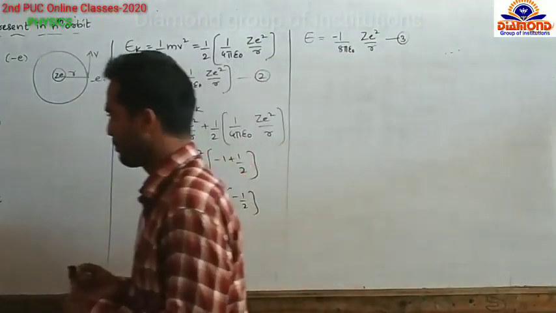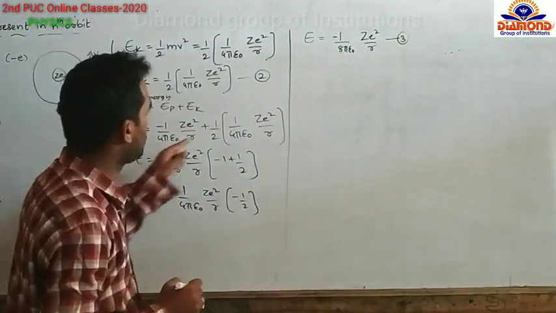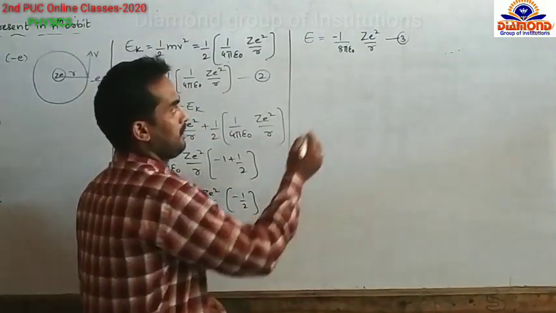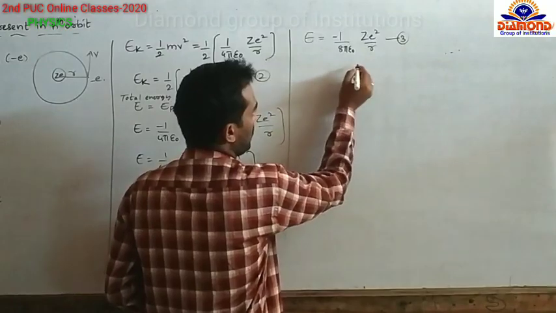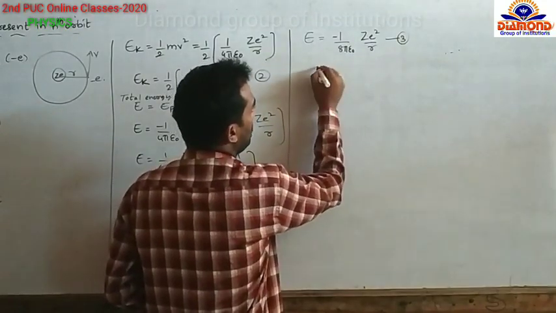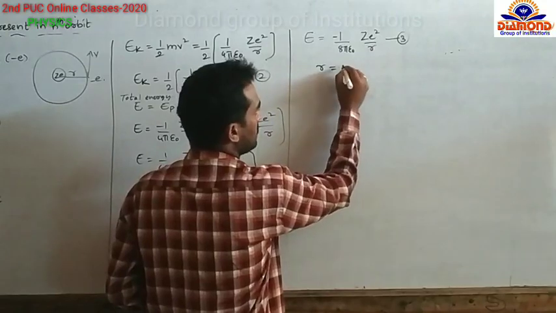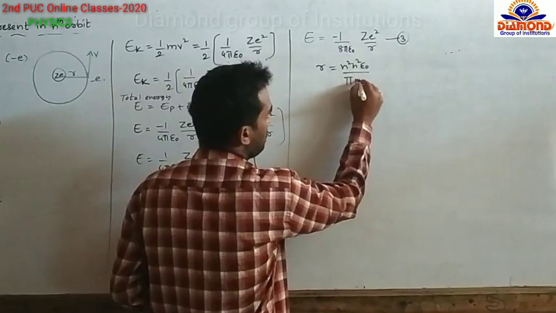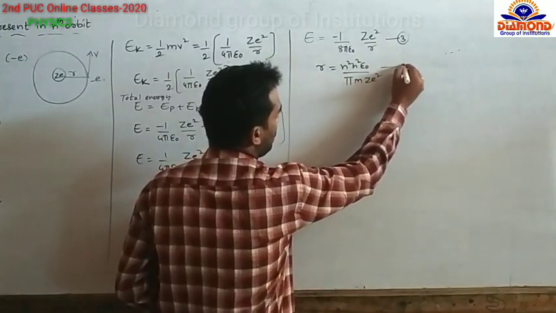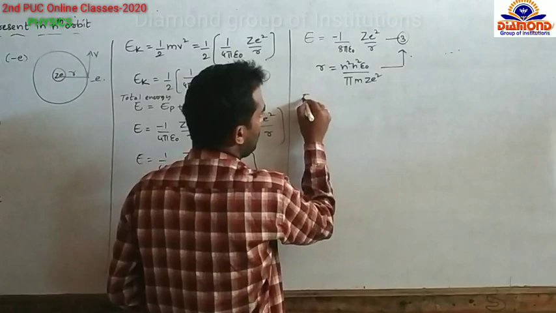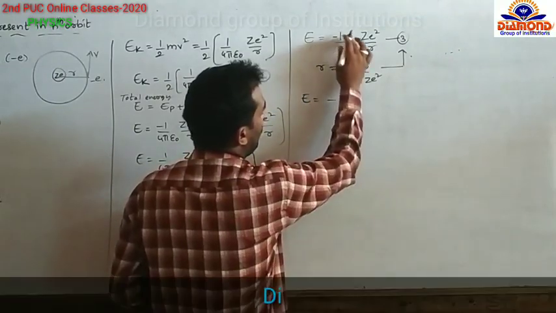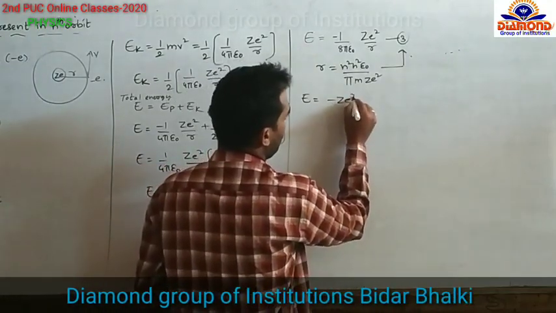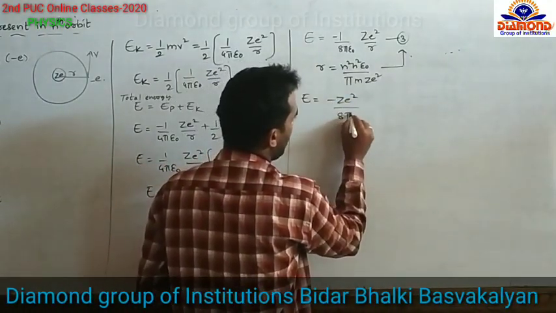So equation number 1 indicates potential energy, the second indicates kinetic energy, and the third indicates total energy. Now here you can simplify still further by replacing the value of radius, that is n square h square epsilon naught by pi m z square, in equation number 3. So E becomes minus 1 into z square, 1 into z square becomes z square by 8 pi epsilon naught.